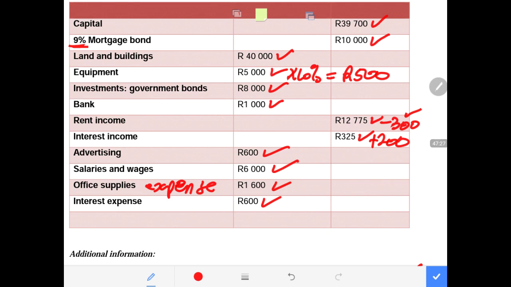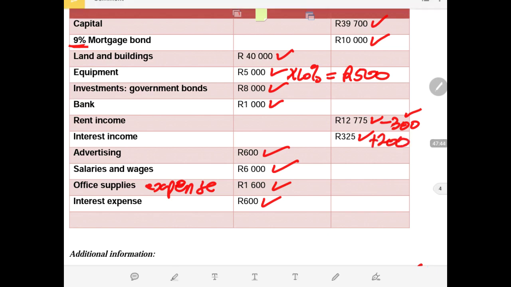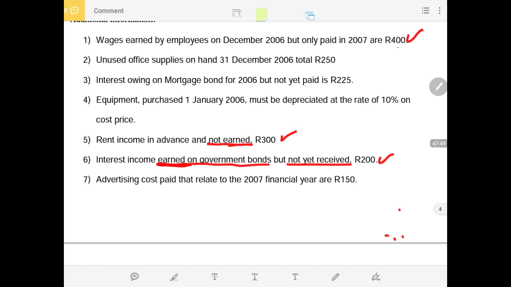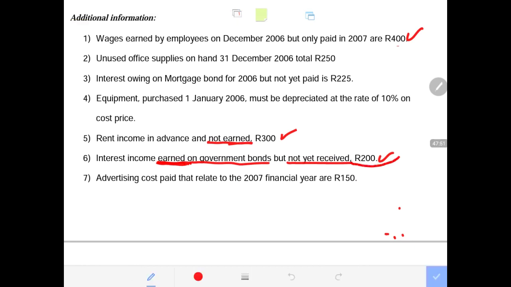The previous one was received, but it was not supposed to be received. Therefore, we had to remove it. Now, the one that was not received but supposed to be received must be added because it is an income for the current year. That means our interest income will be increased by 200, because the amount of 200 is the interest that we're supposed to have received in the current year because we earned it, but it was not yet received. Therefore, it's not included yet in the trial balance.